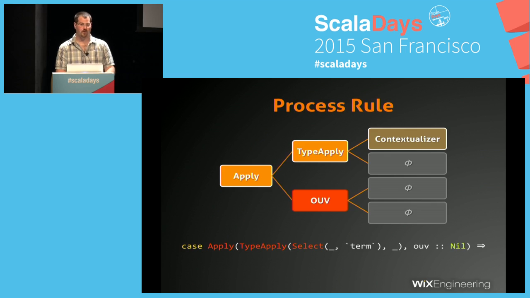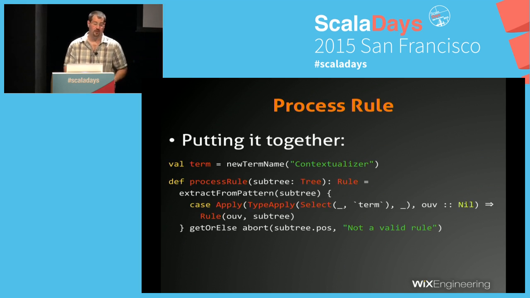I can match over it, I can build a partial function to match over it, and I pretty much write down this tree as it is. I generate a pattern that represents the tree I'm interested in, and I can extract stuff from it. In this case, the object under validation at the rightmost side is what I'm interested in. So I just write this down as is, and then I can actually use it.